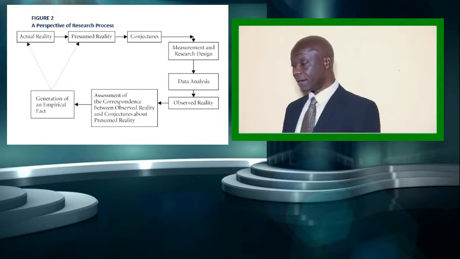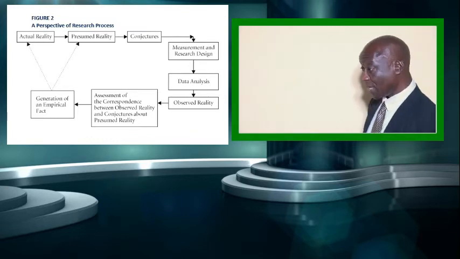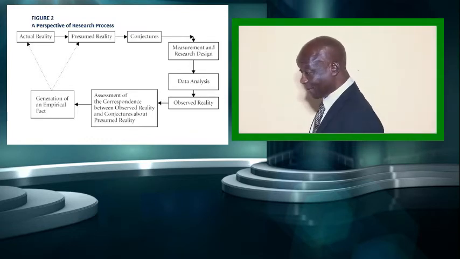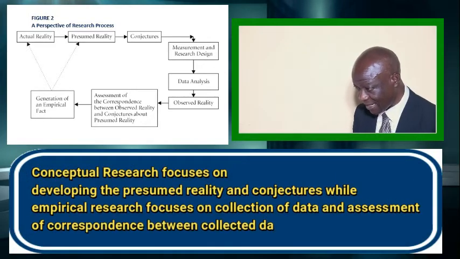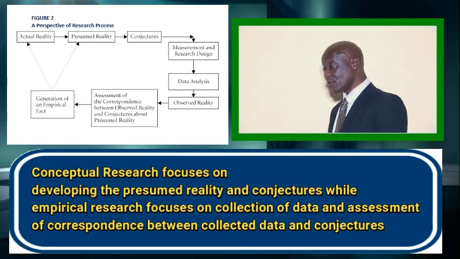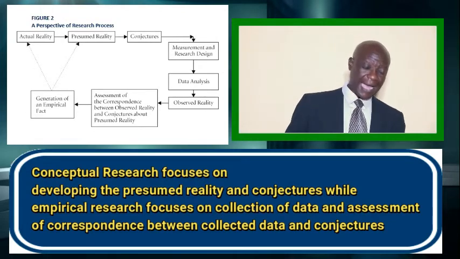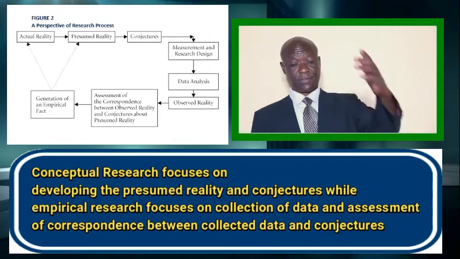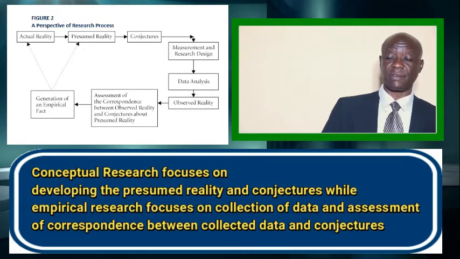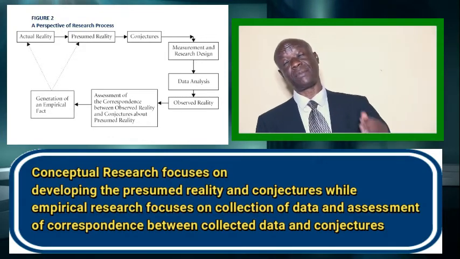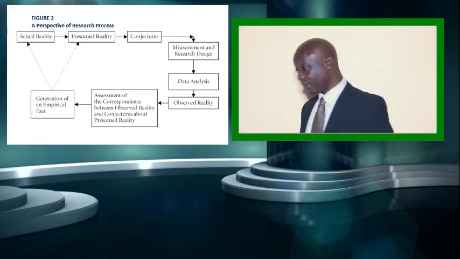Now when you look at the diagram, figure 2 again, which is presented here on the screen, as you can see, conceptual research focuses on developing the presumed reality and the conjectures, while empirical research focuses on the collection of data and assessment of correspondence between collected data and conjectures. And the theory can be viewed as an outcome of conceptual research, and a basis of empirical research that seeks to verify the implications of or even conjectures generated from the theory.